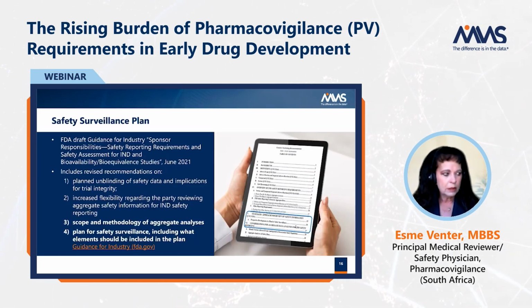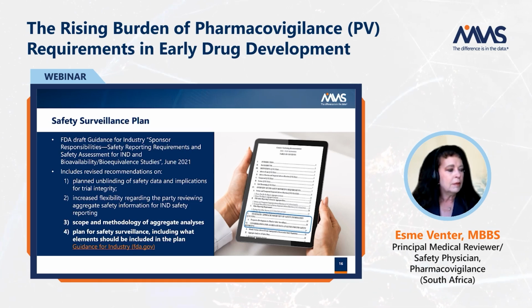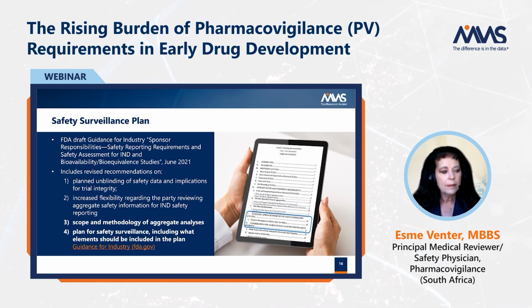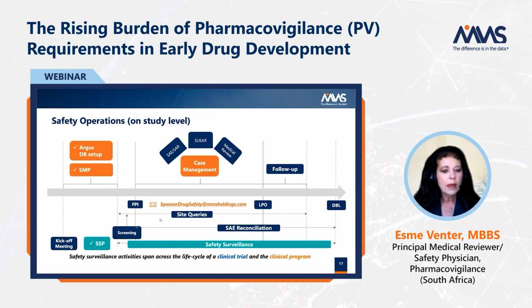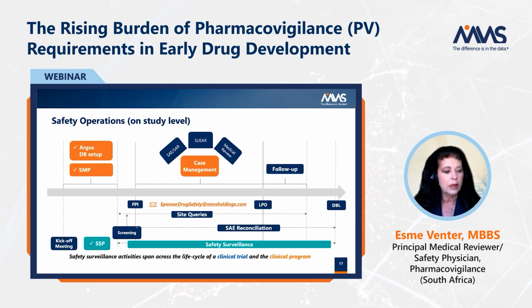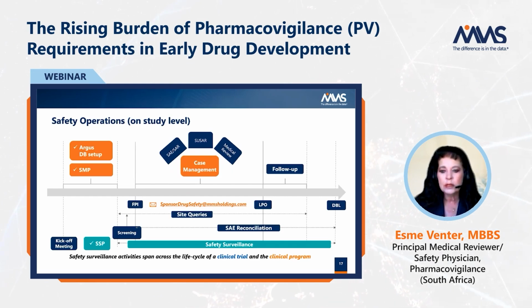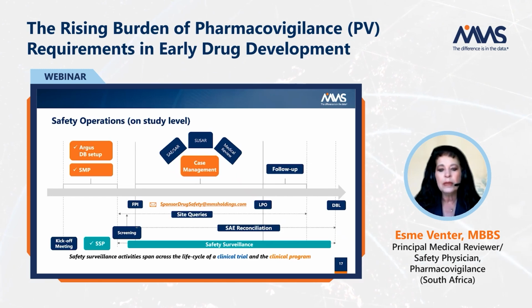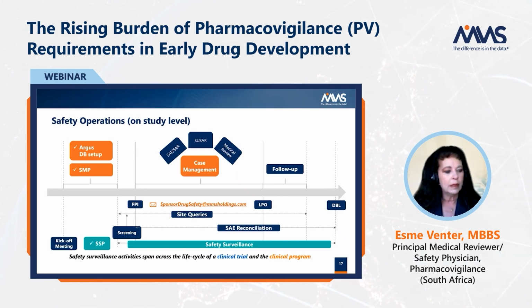The FDA draft guidance for industry includes a number of revised recommendations, amongst them the scope and methodology of aggregate analyses, and also the plan for safety surveillance, including what elements should be included in the plan. As demonstrated on this slide, you can see that safety surveillance activities span across the whole life cycle of a clinical trial, starting in parallel with the safety operations startup at study level and ending with the closure of the trial. It does not involve a single clinical trial only, but span across the complete clinical program for an IMP when applicable.